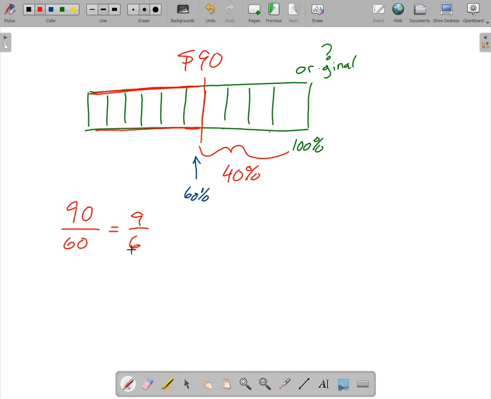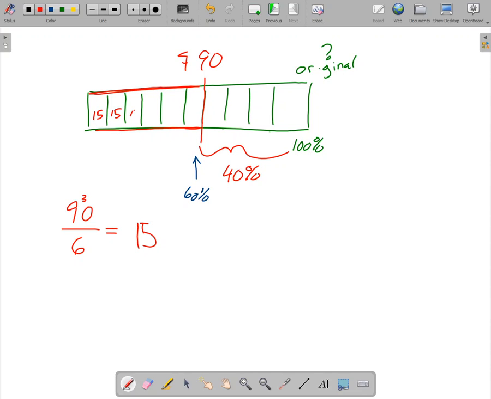Oh, sorry, I made an error. I want to use my 10% chunks, so I just want to divide by 6. That makes it a little bit easier. So 6 goes into 90 how many times? Let's see, 6 goes into 9 once, with 3 left over. 6 goes into 30 5 times. So that breaks up my 10% chunks, and each of them is worth $15.